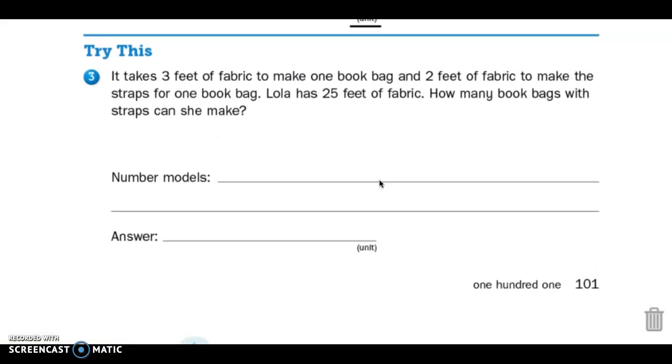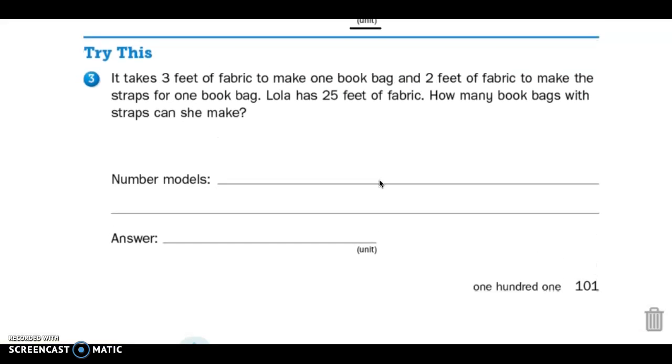And number 3 says, try this. It takes 3 feet of fabric to make 1 book bag and 2 feet of fabric to make the straps for 1 book bag. Lola has 25 feet of fabric. How many book bags with straps can she make? So, if it takes 3 feet to make 1 book bag, but then we have to add the straps, which are 2 feet. For the first part, you want to figure out how much it takes to make 1 book bag with the strap.